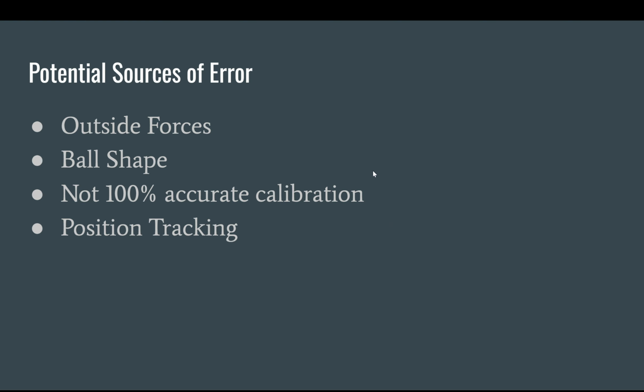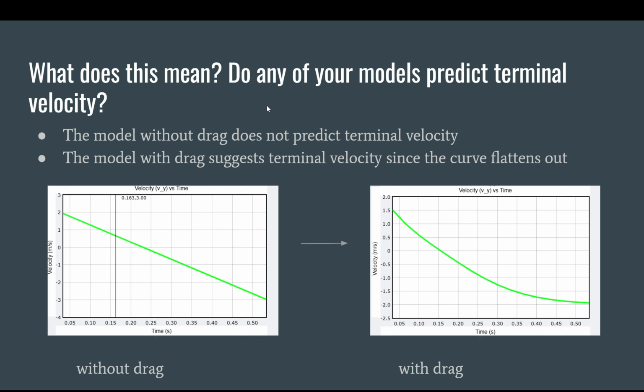So what does this mean? Do any of our models predict terminal velocity? Well, terminal velocity is when the slope of velocity flattens out, because that means zero acceleration. And when there's zero acceleration, that means the forces are equal. And like we said, terminal velocity is when drag equals the force of gravity. So there's no flattening out in our first computational model when we just did gravitational force. So no, that does not predict terminal velocity. As you can see, when we take into account drag, the velocity sort of starts getting less steep. So that could suggest terminal velocity.